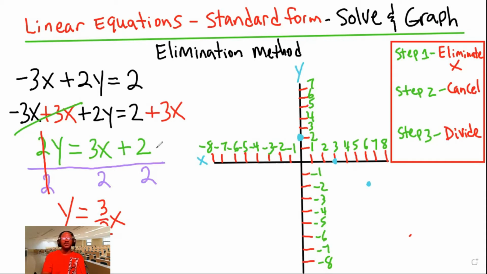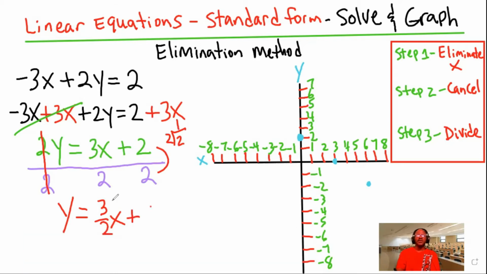The next thing we do, we're going to divide. We know these 2 right here can divide evenly because 2 goes into 2, yes, 1 time, right? So that is a positive 1. And so now we have what we wanted. What we wanted was the y to be by itself. We wanted to find out the y-intercept, and we wanted the slope. So let's go ahead and label those.